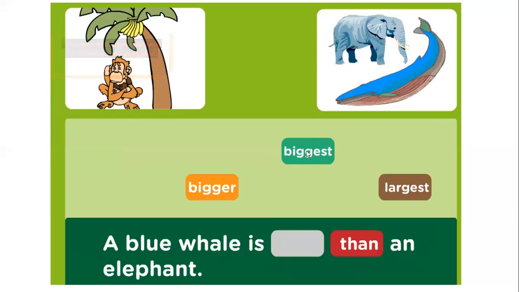Now, Mila, let me open your microphone. Okay, Mila. A blue whale is than an elephant. Biggest or bigger or largest? We have a blue whale and we have an elephant. So we are comparing how many things, or how many animals? Two. So what do I use? Biggest, bigger or largest? Bigger. Excellent.